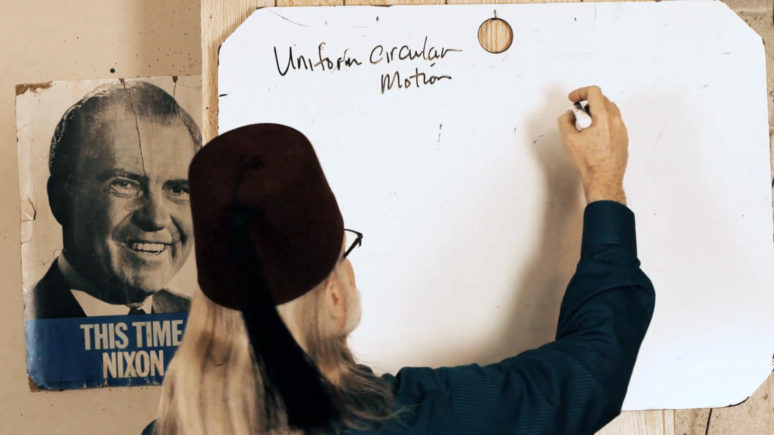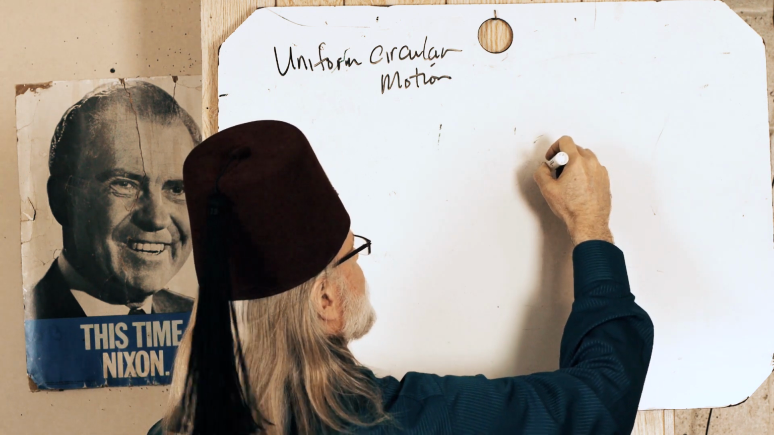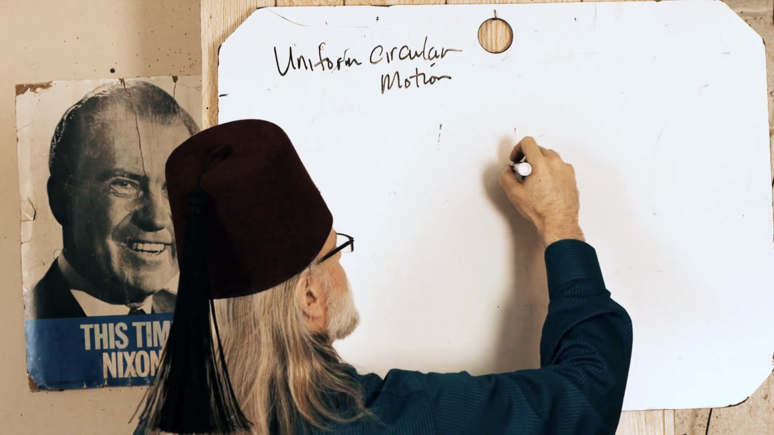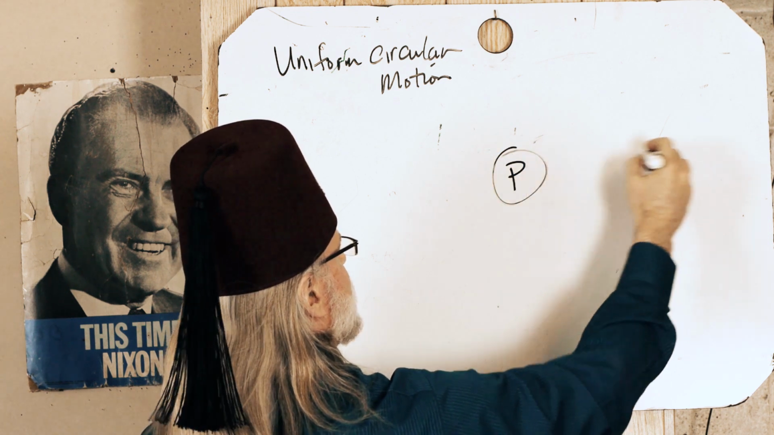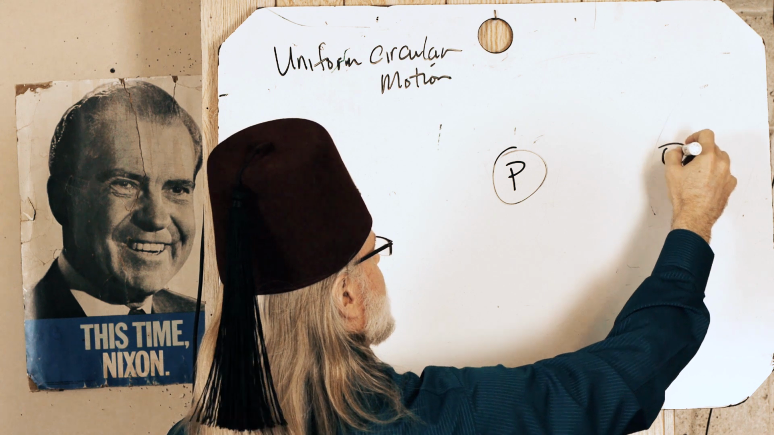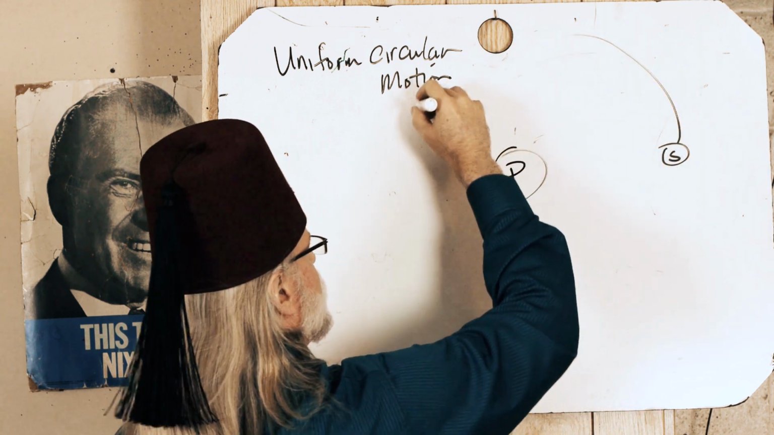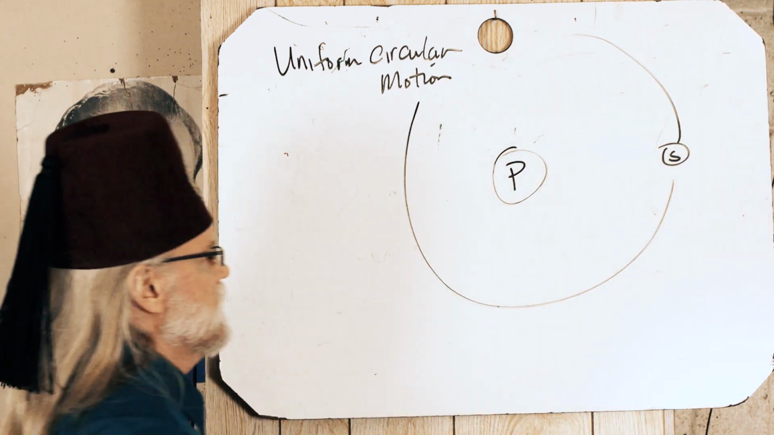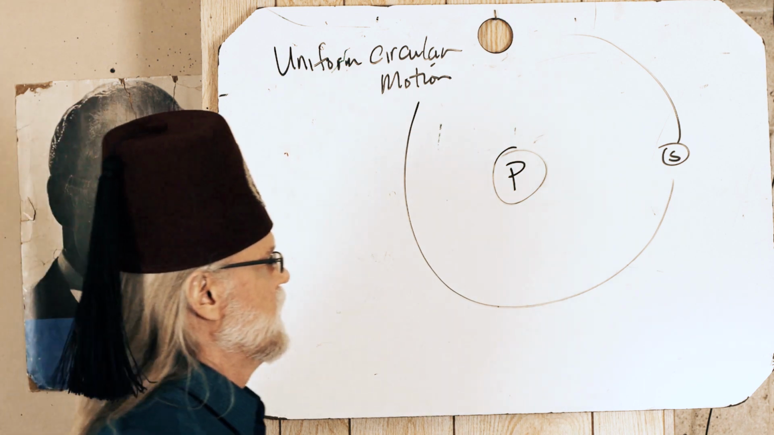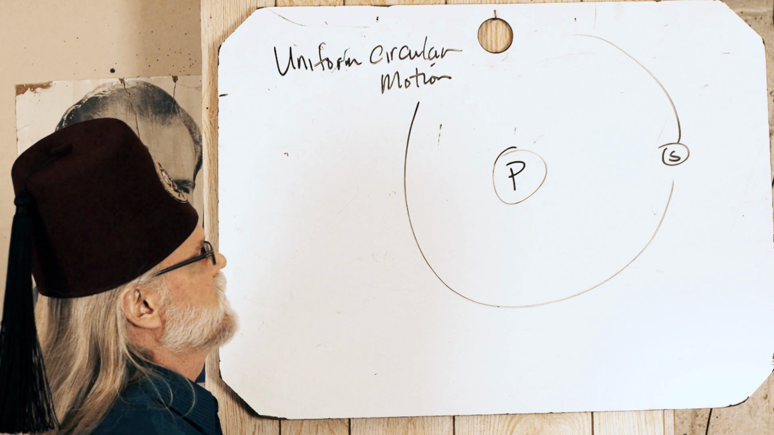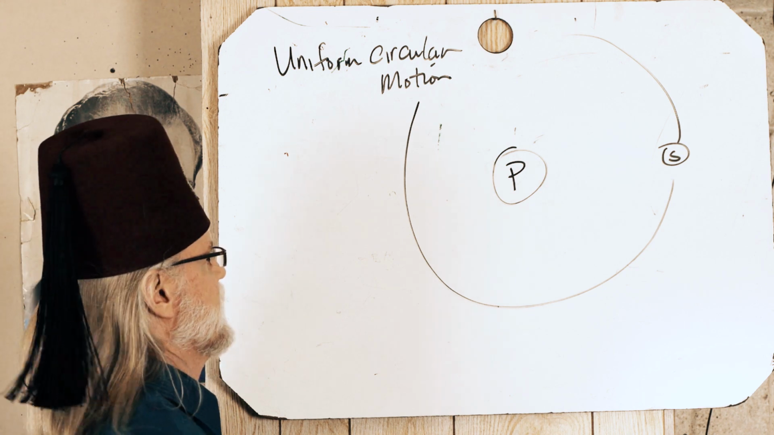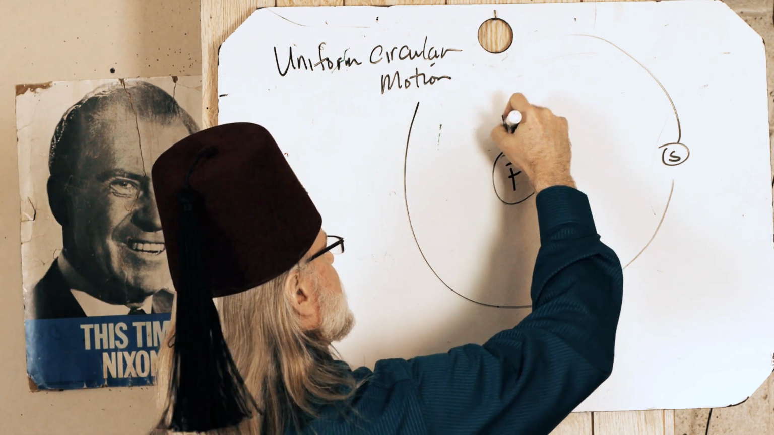Let's take a look at a gravitational problem. Let's say we have a planet. It doesn't matter what it is, a planet, and some satellite going around the planet in uniform circular motion. Let's find the relationship between the period of rotation and the radius of rotation.